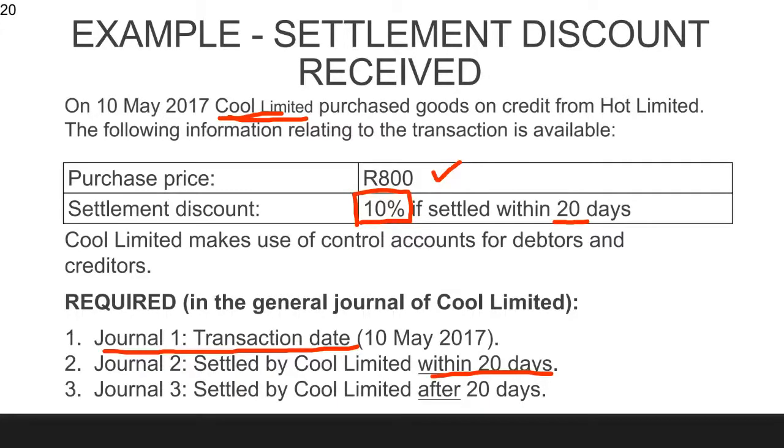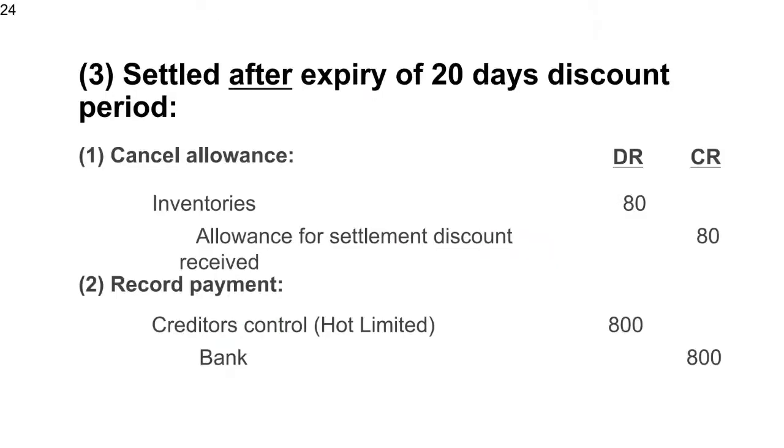Now let's have a look at what happens if we don't take advantage of the discount. We pay after the date, right? If we pay after the date, we now need to move this discount received into inventories, right? So we move it into the cost because it's now incurred in bringing this inventory to a sellable state, right? The idea being that at the end of the transaction, the settlement discount received must always be at a nil, must always be zeroed out, right? And the creditor must also always be zeroed out, right?